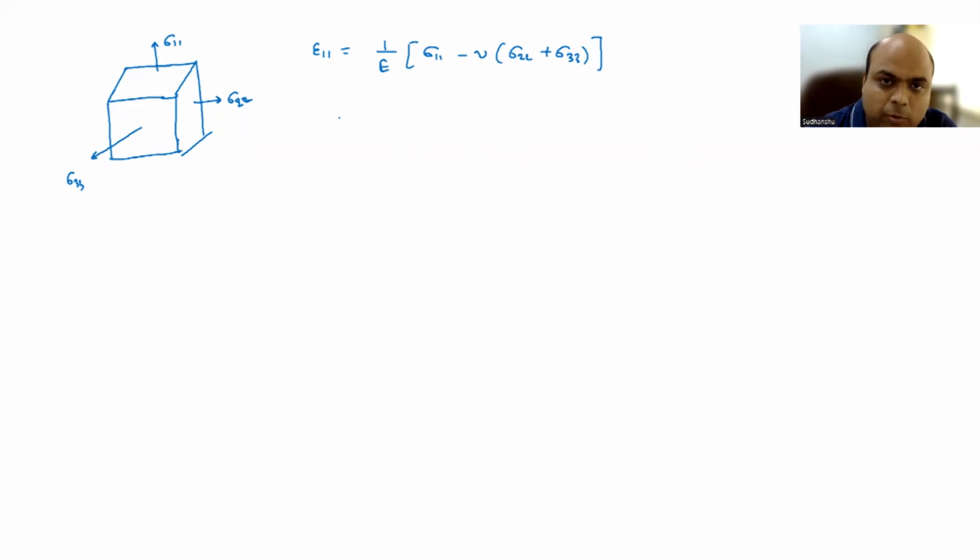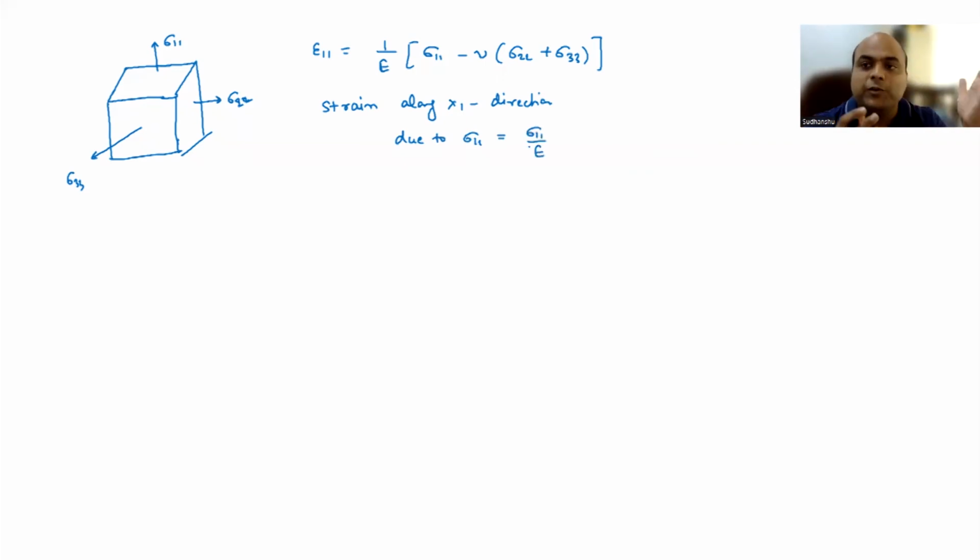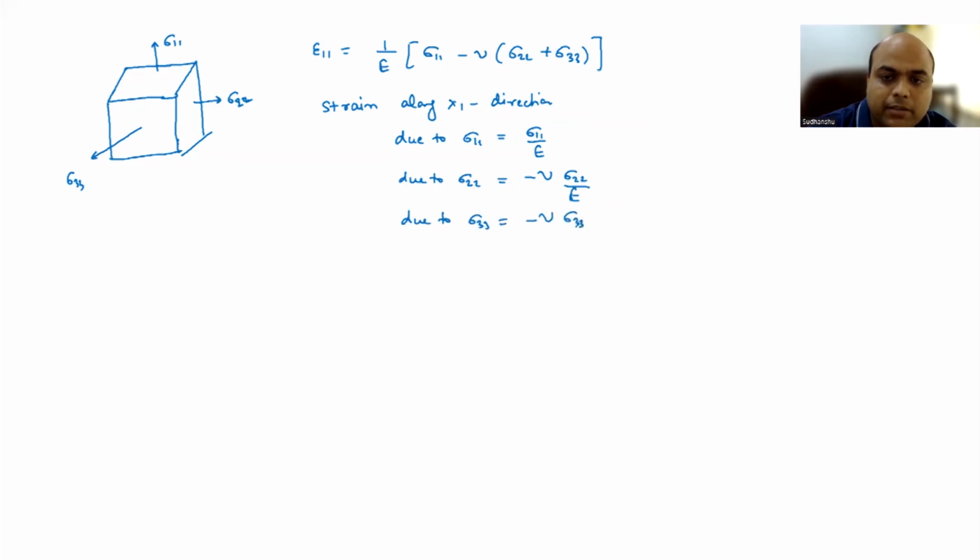And how does it come? Let me quickly prove it also. So strain along the x1 direction. So this is very simple, right? Due to sigma 11, it is going to be sigma 11 by E. So if I assume that only sigma 11 is there, the strain along the 11 direction is going to be sigma 11 by E, where E is Young's modulus. Okay? Due to sigma 22, it is going to be minus mu sigma 22 by E due to Poisson's effect. Okay? And due to sigma 33, it is going to be minus mu sigma 33 by E.